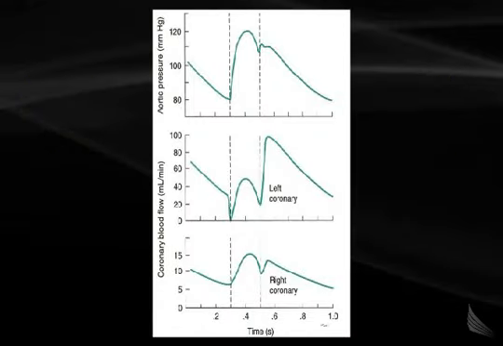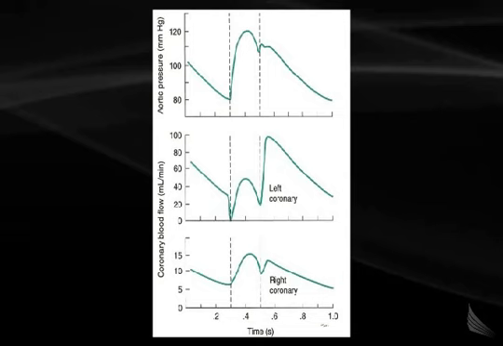This diagram on the top shows aortic pressure. The minimum pressure at the first dotted line is the diastolic pressure. You can see it's approximately 80 millimeters of mercury. Systole is the period of time between the two dotted lines, and you can see that aortic pressure rises appropriately during systole. The maximum pressure is the systolic pressure.